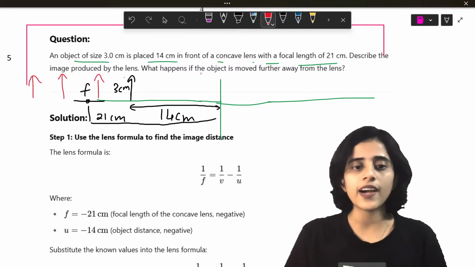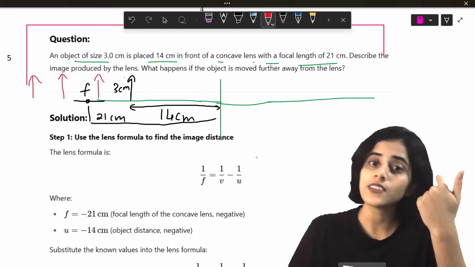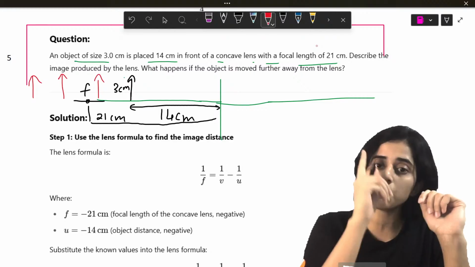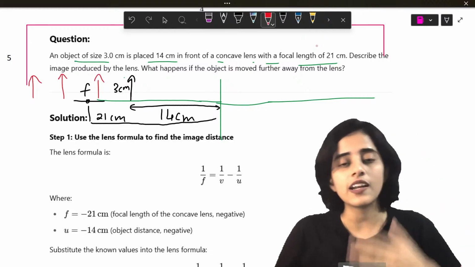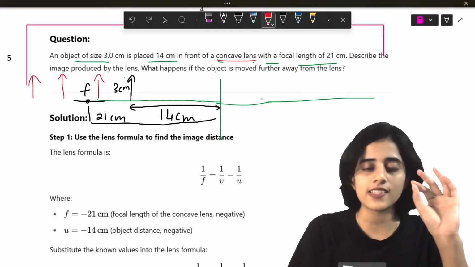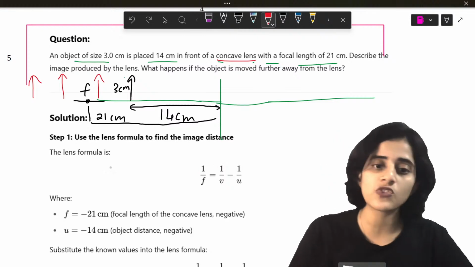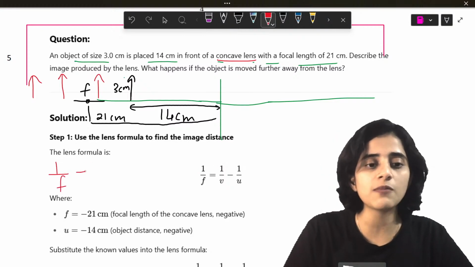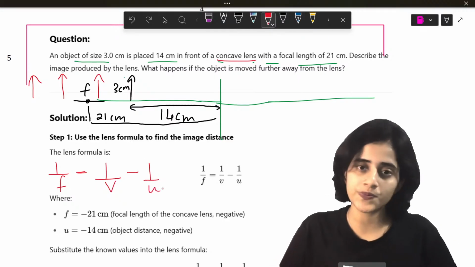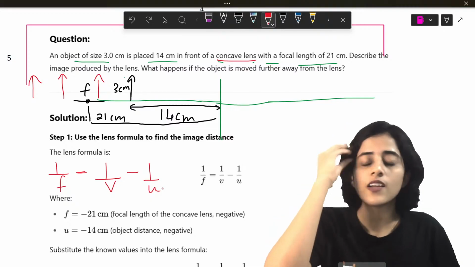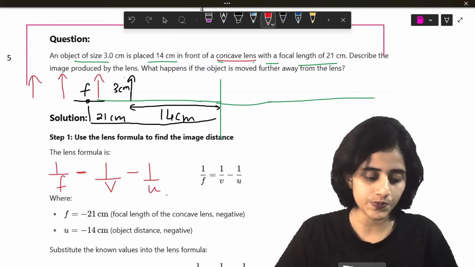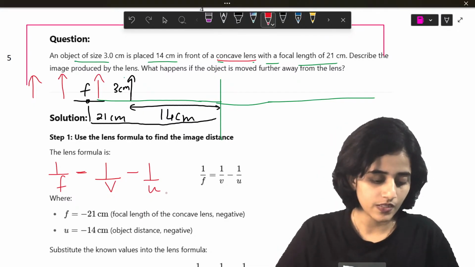Now, I told you earlier, in the previous question we solved, we used the mirror formula. What was the formula? 1 by v plus 1 by u is 1 by f. Now we are going to use the lens formula because here we are talking about a lens. So what is the difference between mirror formula and lens formula? Lens formula is 1 by f is equal to 1 by v minus 1 by u. What was the mirror formula? 1 by f is equal to 1 by v plus 1 by u.